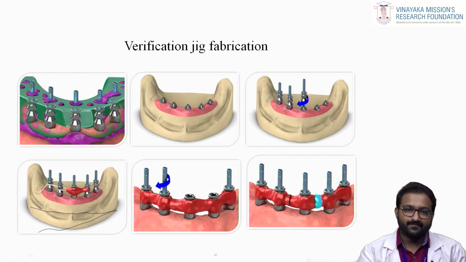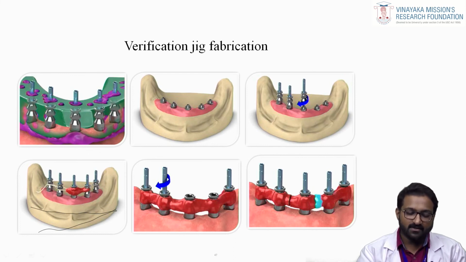There may be impression material error at the stage of impression material, or your transfer coping might have moved. A slight microns of movement will also give a lot of impact onto your final prosthesis. So the lab will fabricate a verification jig for you to confirm whether your implant placement impression taking is correct or not, accurate or not.